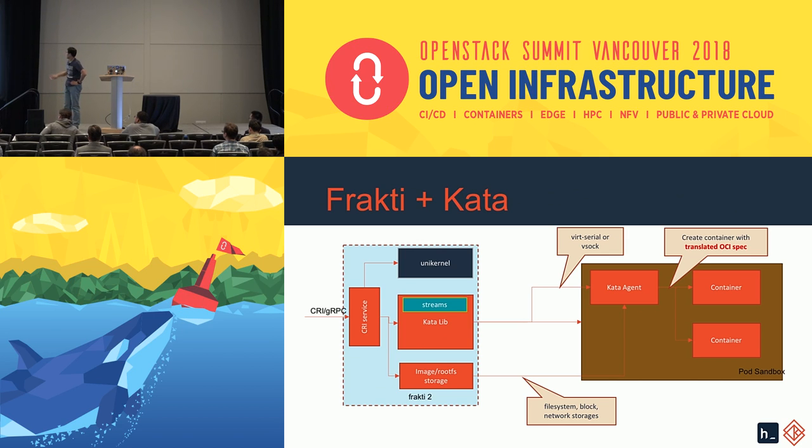We will create the translated OCI spec and pass it to the Kata agent, and then the Kata agent will create containers. It's actually pretty simple for this case, and I'd like to have a demo for it, but unfortunately I don't have enough time to make it run. We made some significant changes before we released 1.0, so we hope we could make the demo later for you and for the Kata community.